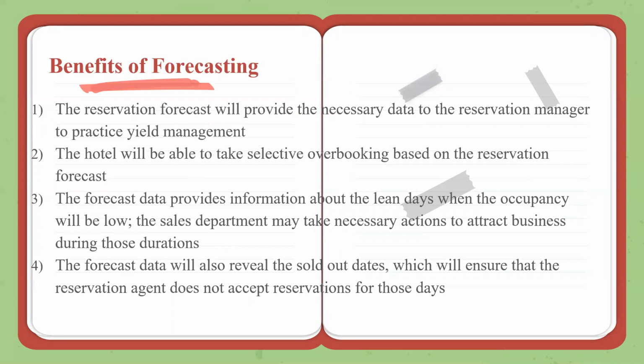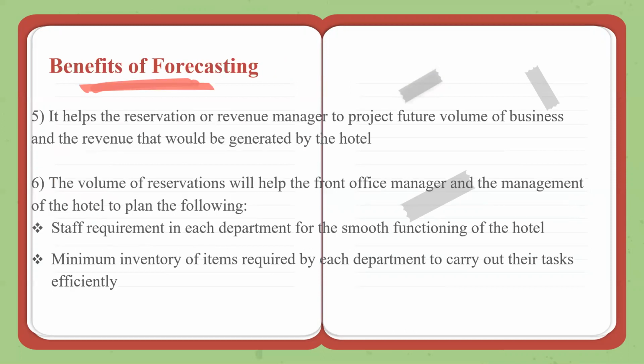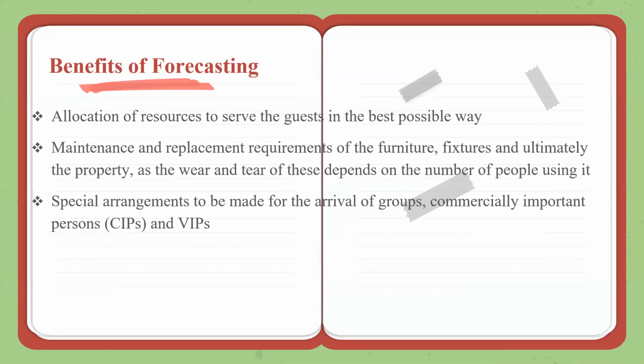A quick recap of the benefits. This is very important data for a revenue manager to practice revenue management or yield management. We can take selective overbooking based on forecasts. We know what are the lean days, what are the valley dates. Valley dates are the ones which are really low and you need to push sales. We know sold out dates, so you know what to do for them. And in general, the staff requirement, inventory required, allocation of resources, maintenance, replenishment, if you're planning any refurbishment or renovation activity, special arrangements for groups, all this is possible if forecasting is correct because you know who's coming when and how many are coming when.